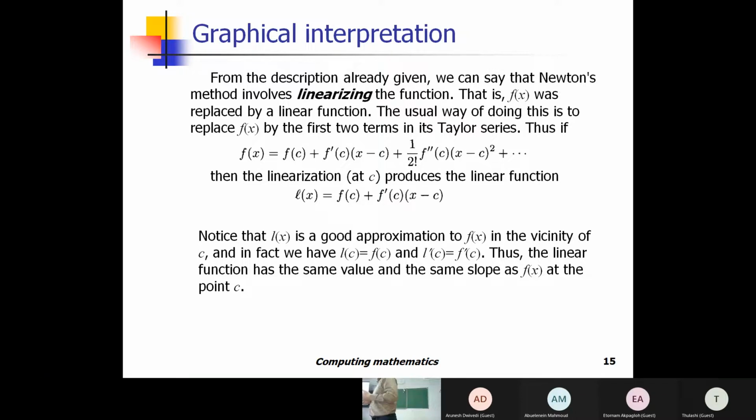Do you remember the graphical interpretation of a derivative? What is the derivative of a function? I asked you this question on the first lesson. Do you remember what the derivative of a function is, and the graphical interpretation of the derivative? It's not a definition, unfortunately.